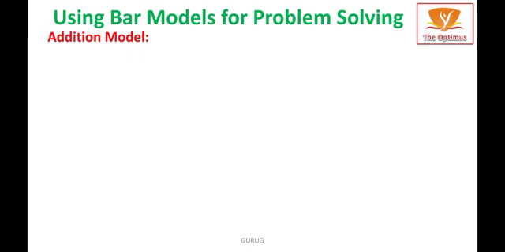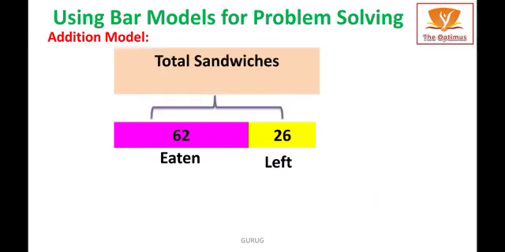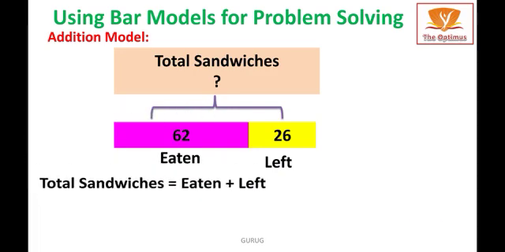Dear kids, I am going to write in short form. Number of eaten sandwiches 62. Number of left, 26. Our question is the total number of sandwiches. Is that correct? You are going to solve: the total number of sandwiches equals number of eaten plus number of left.